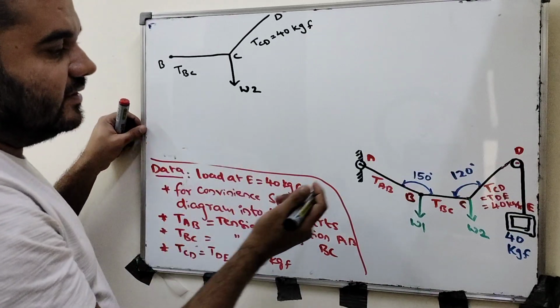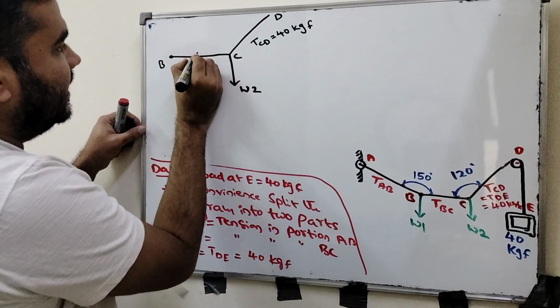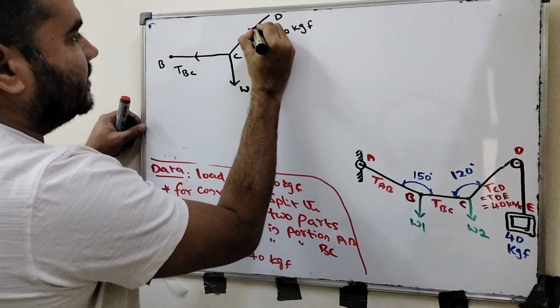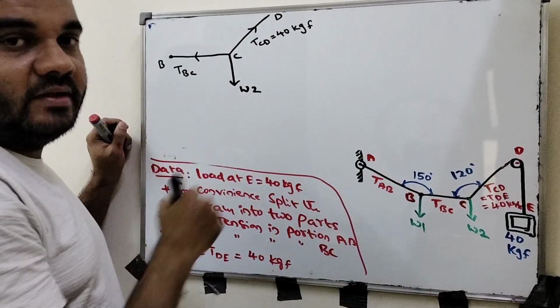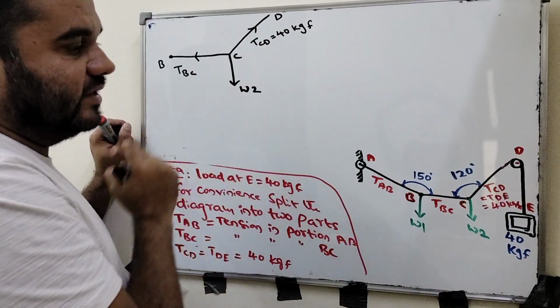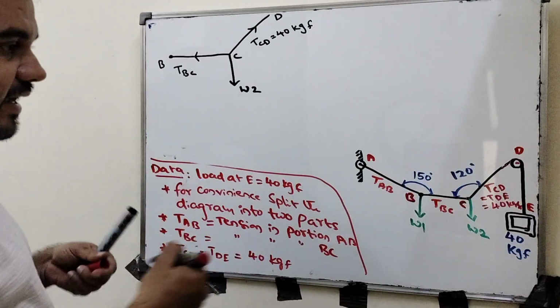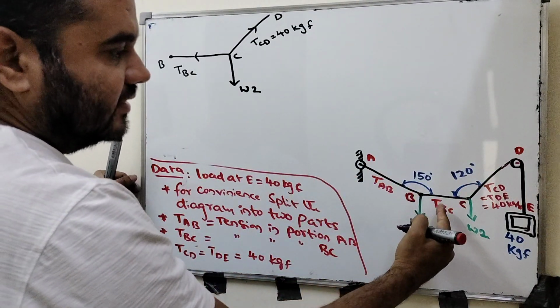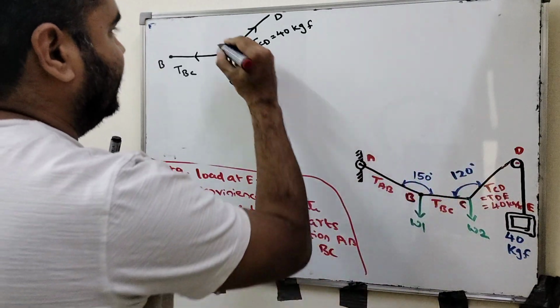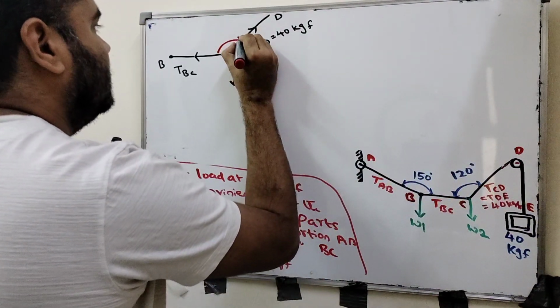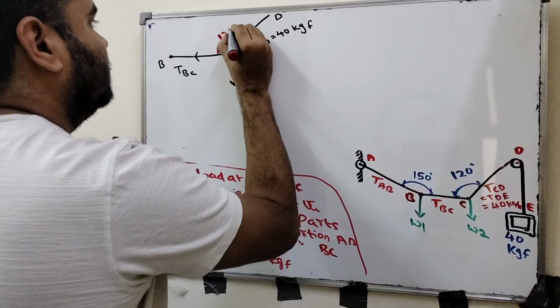How about the tensions here? Tension is pulling in this direction, and this will be in this direction, and this will be in the downward direction here, because of the weight. Okay. Now we will write the angles here. Already he has given the angle BCD is 120 degrees. This is already 120 degrees.